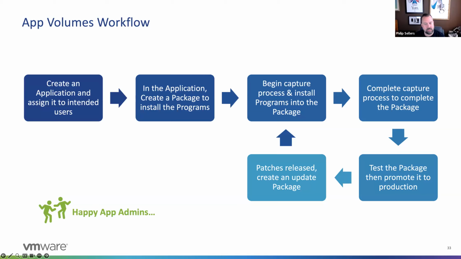So once the package is there, you entitle it out. You do your testing on it. You make any adjustments you need to the package, repackage it, and then you can push it into production. So again, easy to push into production. You go in, you make it the current version of the application, the current package of the application, and then users get it wide in your environment.